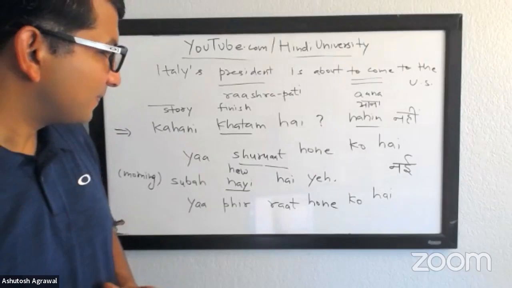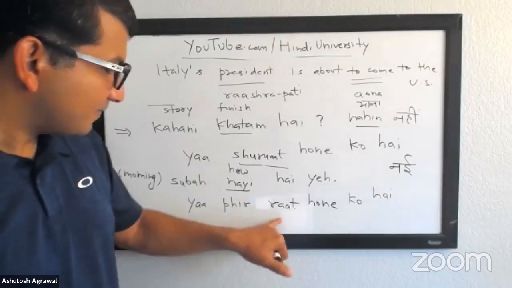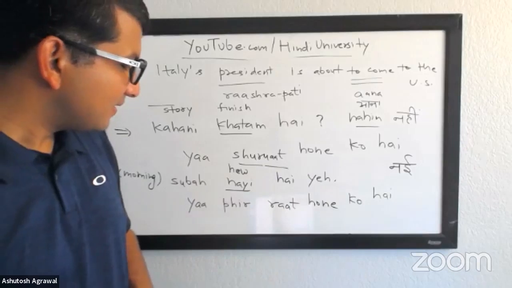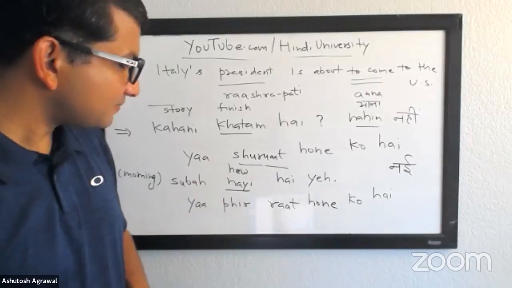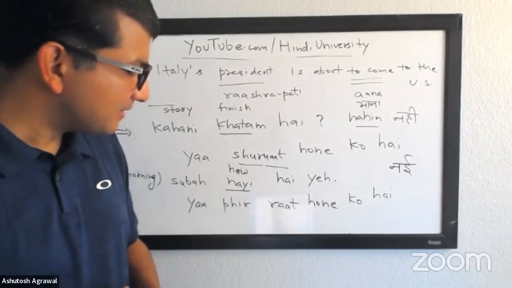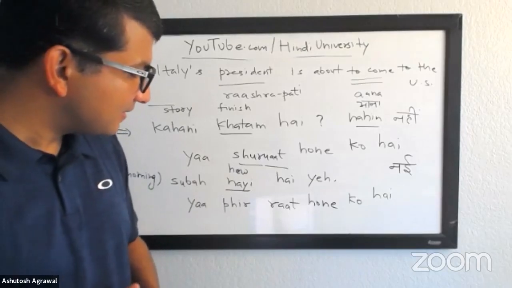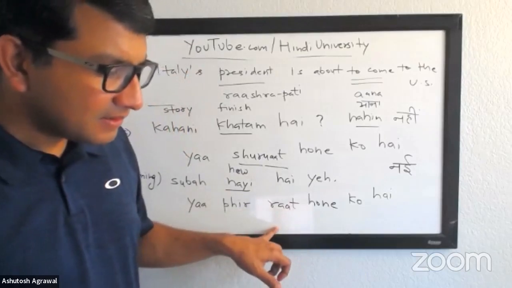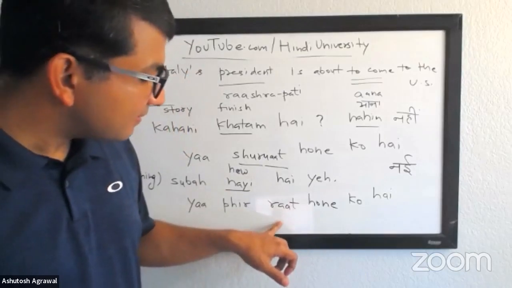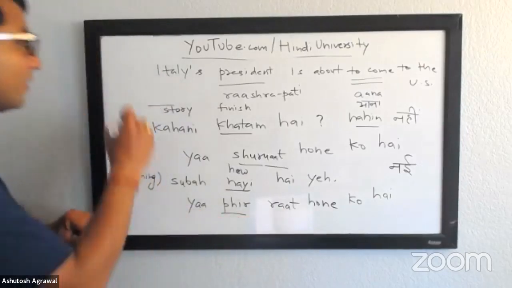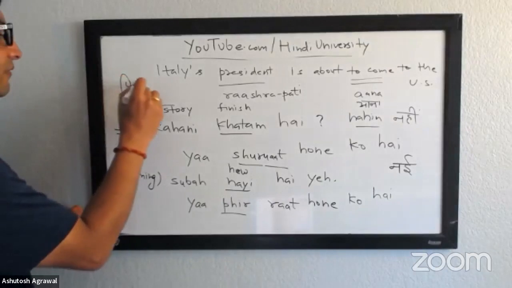The last line, "या फिर रात होने को है": is the night about to start, or is it about to be night, you said? Yes, that's right. What does फिर bring to the sentence? In the sentence, what does it mean?